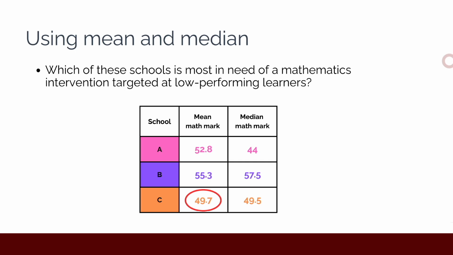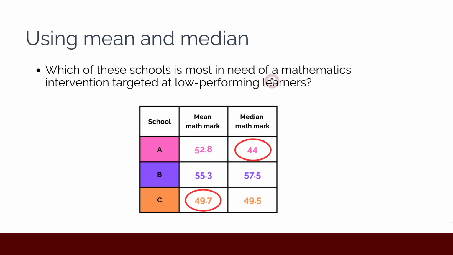But now if we look at the median, you can see that it's actually school A which has the lowest median mark. So in school A, half of the learners got a mark of 44 or less, whereas in school C, half of the learners got a mark above 49.5.